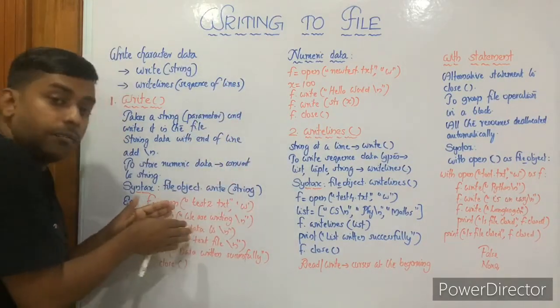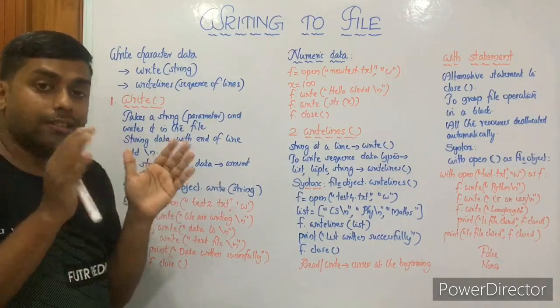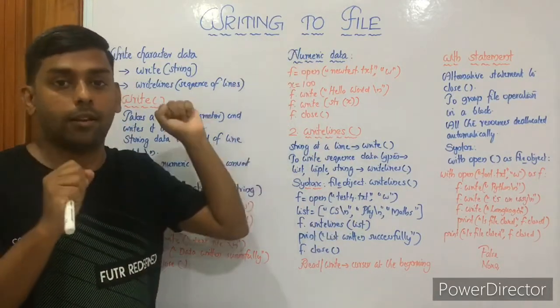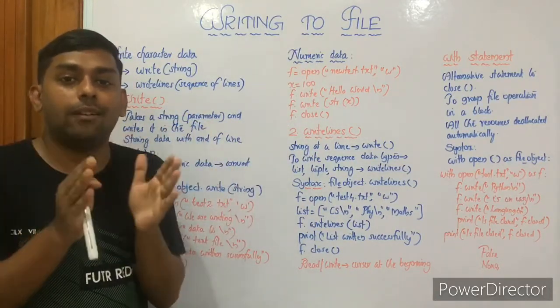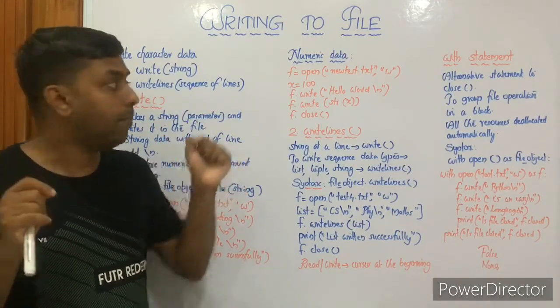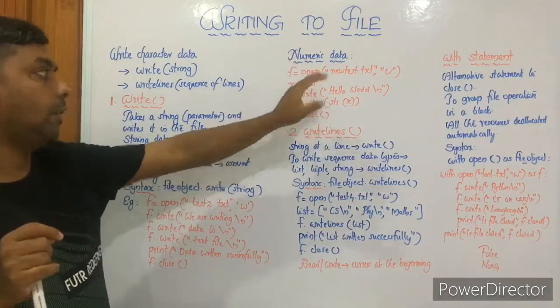Here in the first example, we are writing what? String data, right? Character data, and we are going to write numeric data. Of course, we know the write function is designed in such a way to store character data or string data. Okay, so we are going to write numeric data.